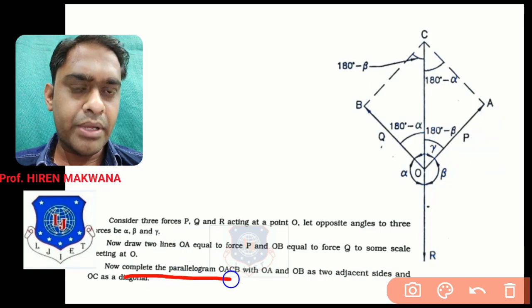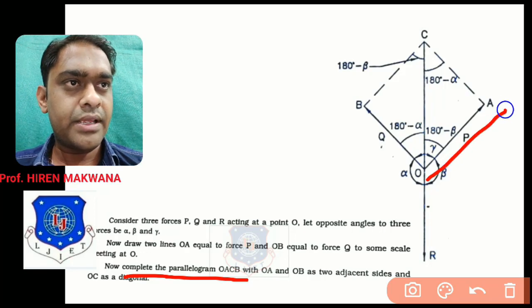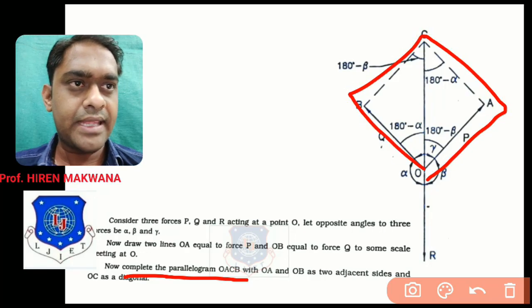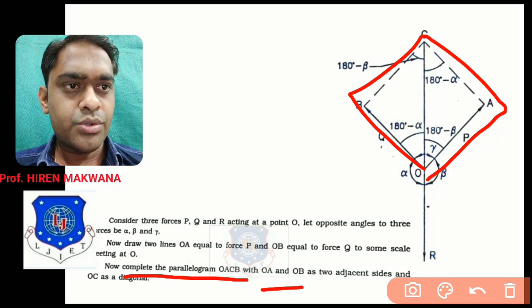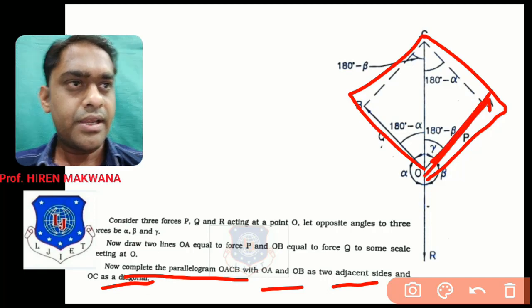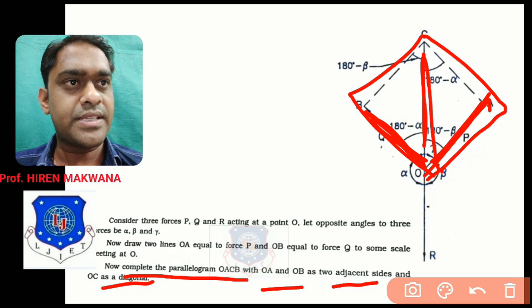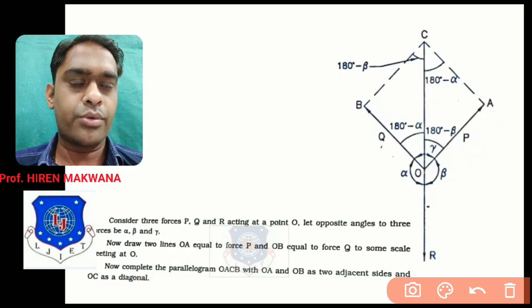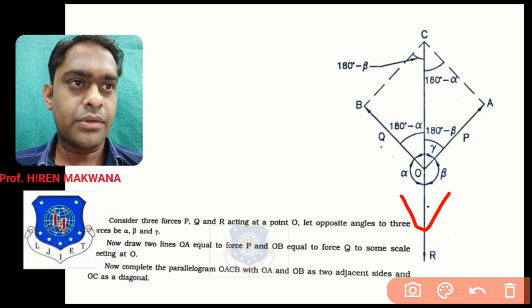Now complete the parallelogram OACB, like this. OA and OB are the two adjacent sides and OC is the diagonal. Now what you have to do? Actually force R is going down, meaning it is tensile at point O.